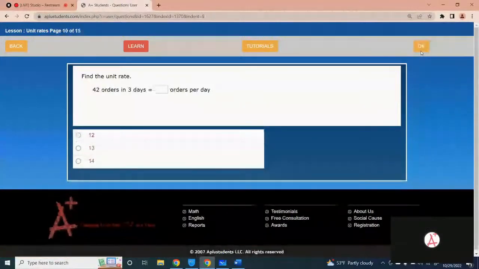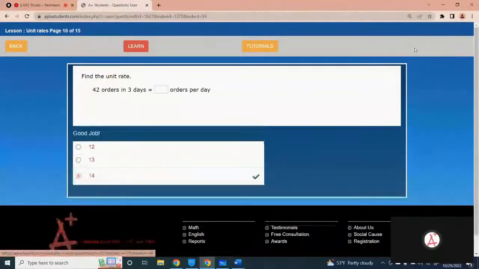Okay, 42 orders in 3 days. So how many orders in one day? 42 divided by 3 is 14. Got it? That means 14 orders per day.